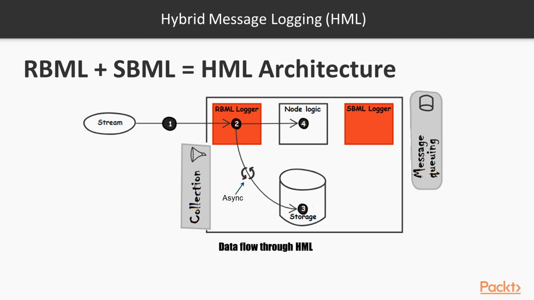Well, the rest of the data flow should be routine by now. The message is passed through the business logic and the processed message hits the SBML logger. This is responsible for sending the processed message to the message queuing tier and waiting for the acknowledgement. Finally, it deletes the message from the storage.